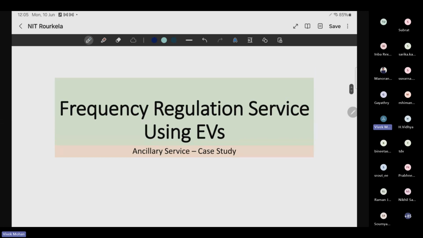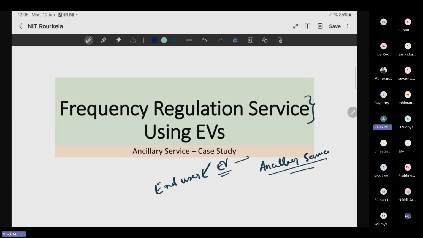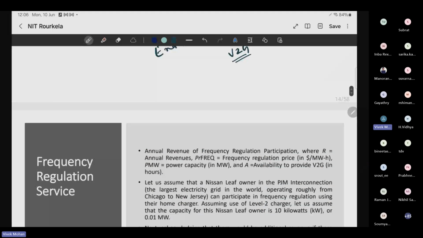Normally we don't have this particular frequency regulation service in India, but some countries have started it as a pilot project, and this is one type of ancillary service, which means that the end user, if he is an owner of an electric vehicle, is contributing to the network by supporting the frequency. One individual cannot do this. If a pool of electric vehicles is available for this V2G, vehicle to grid service, then frequency could be regulated. It could help frequency regulation. Now we'll see how this is done.